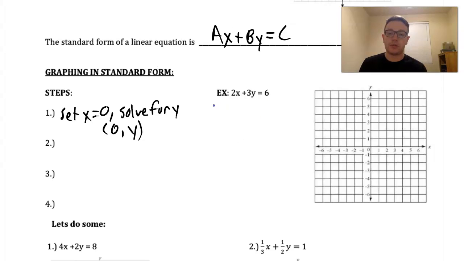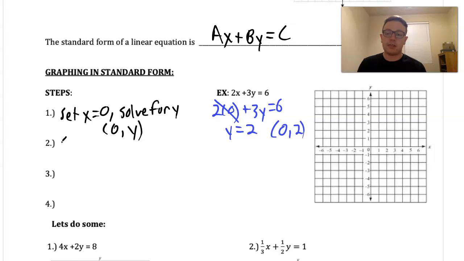So let's do that for this one. We get 2 times 0 plus 3y is equal to 6. This becomes 0, and we're left with 3y. Divide by 3, we get y is equal to 2. So that becomes the point 0, 2.